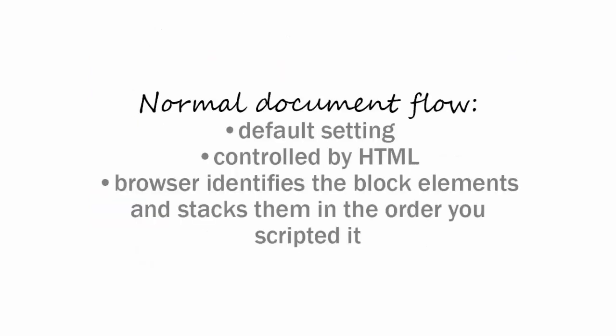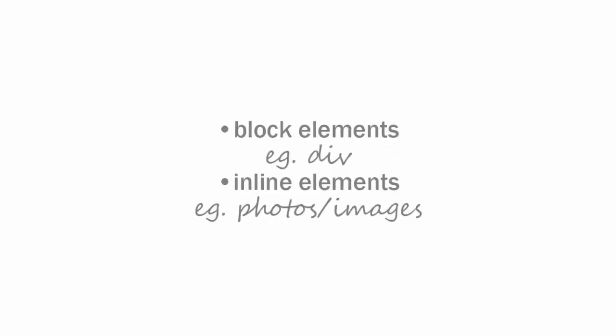The normal document flow is when nothing has been altered on the page in terms of layout. It is the default setting, so to speak, and it is controlled by HTML. When a website is read by a browser, the browser identifies the block elements and stacks them in the order it was scripted, from top to bottom.